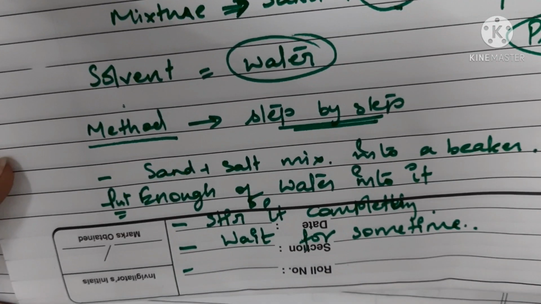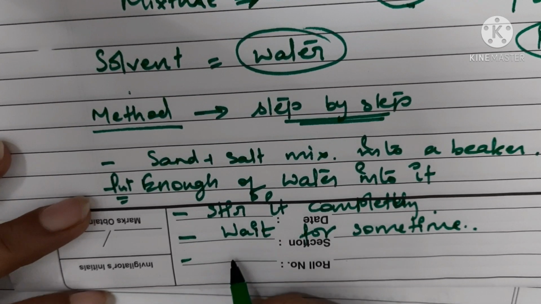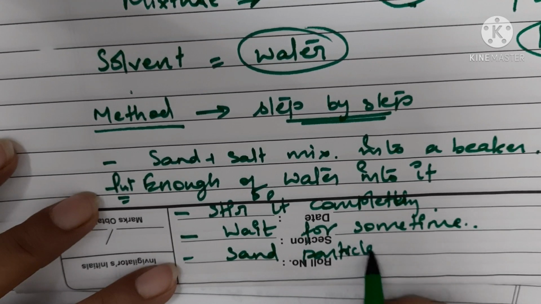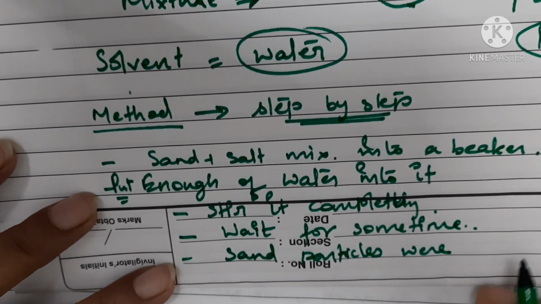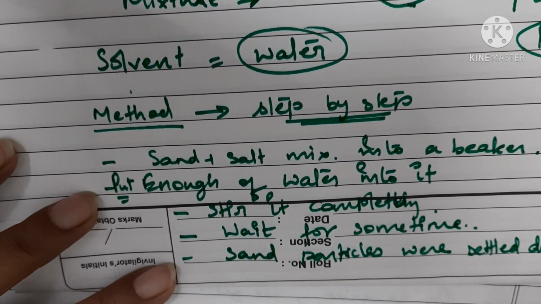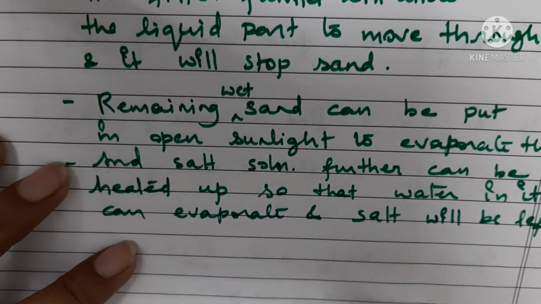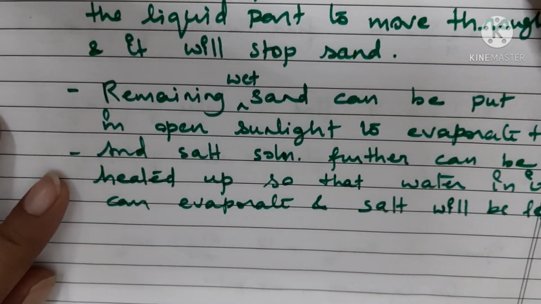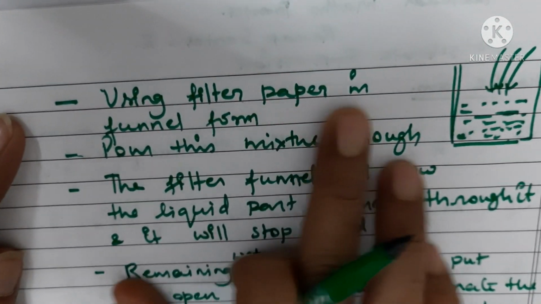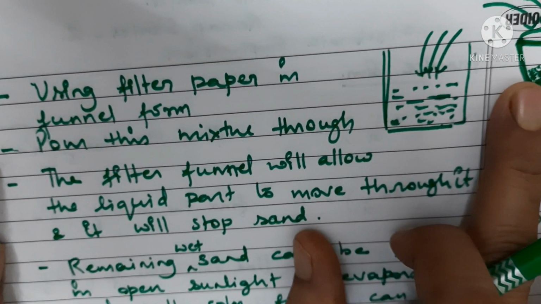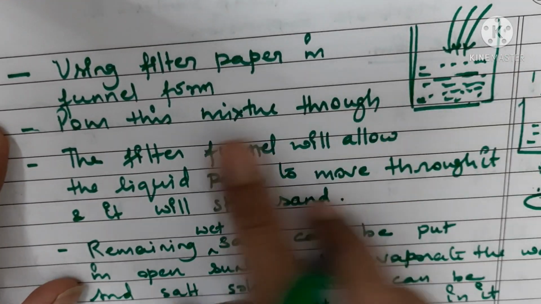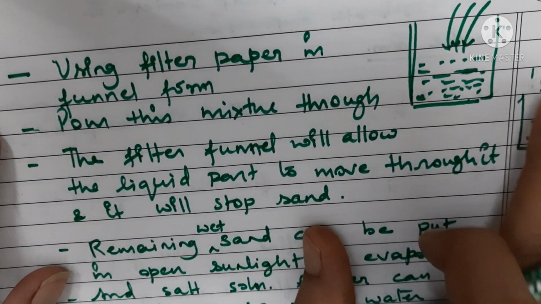ठीक, वेट करने से फ़ायदा क्या हुआ कि जो इसका सैंड पार्टिकल था, sand particles were settled. ओके, सेटल्ड डाउन. जिसके सैंड पार्टिकल्स थे जो हैवी थे वो धीरे धीरे सेटल होने लगे. ओके, और देन व्हाट हैपेंड, using filter paper. Then using filter paper in funnel form, हमने एक फिल्टर पेपर लिया, उसको कॉनिकल शेप दे के फनल का फॉर्म दिया और इस फिल्टर पेपर के थ्रू we poured this mixture through this filter paper.